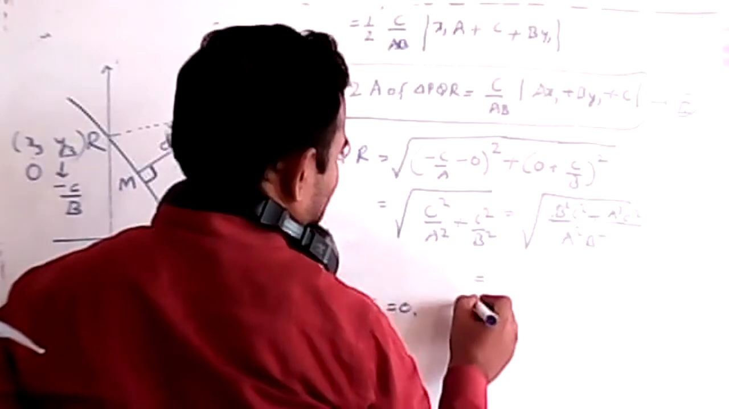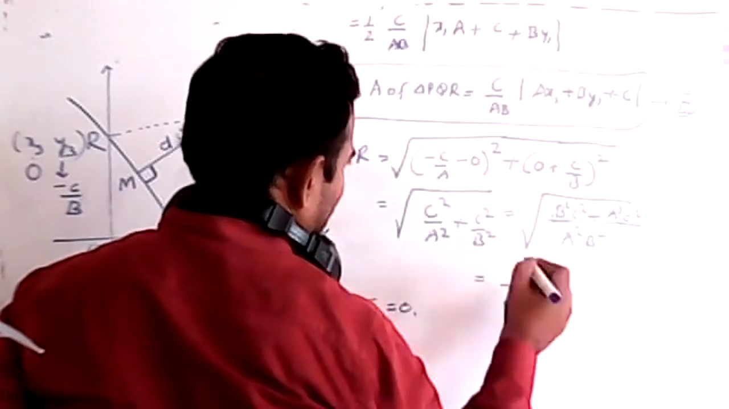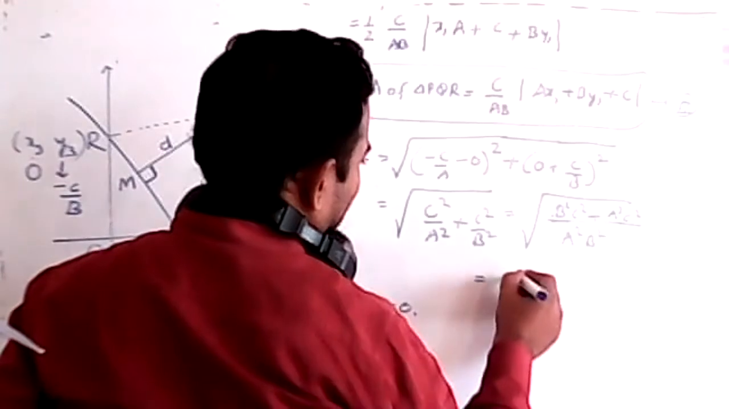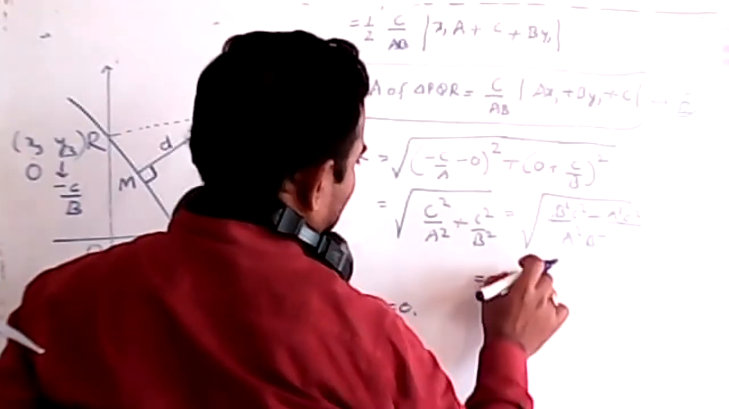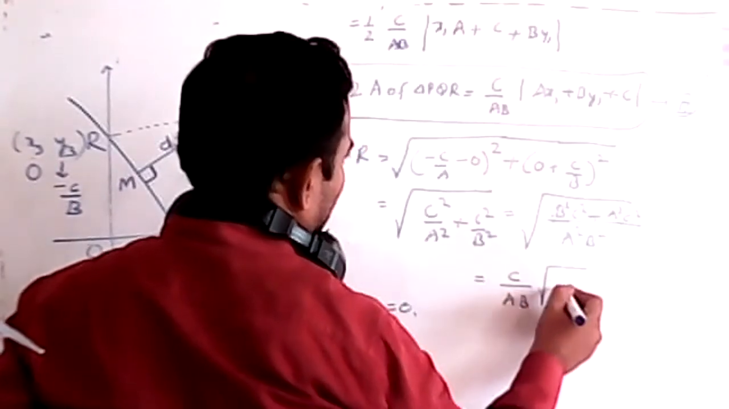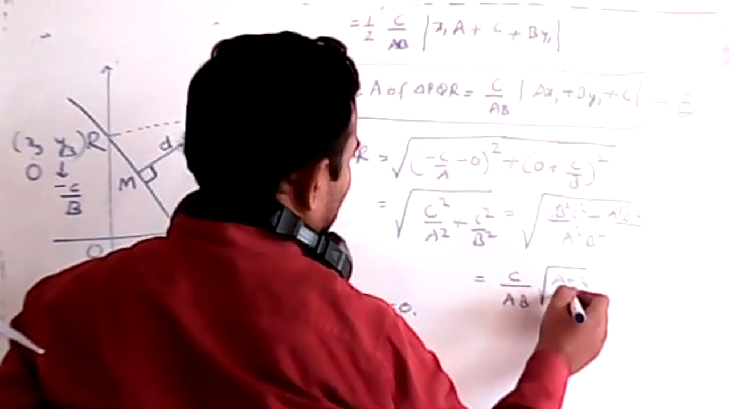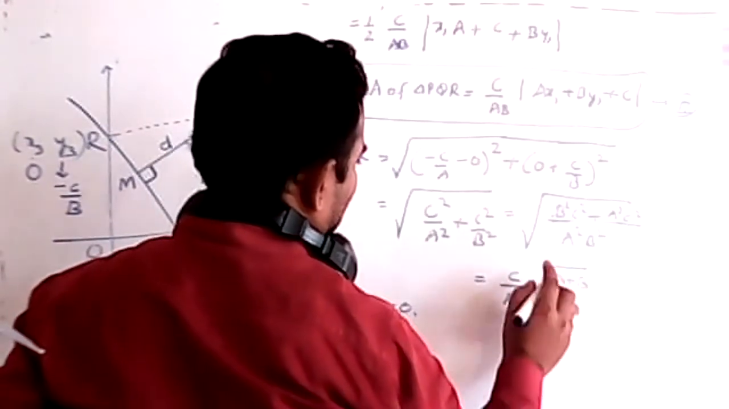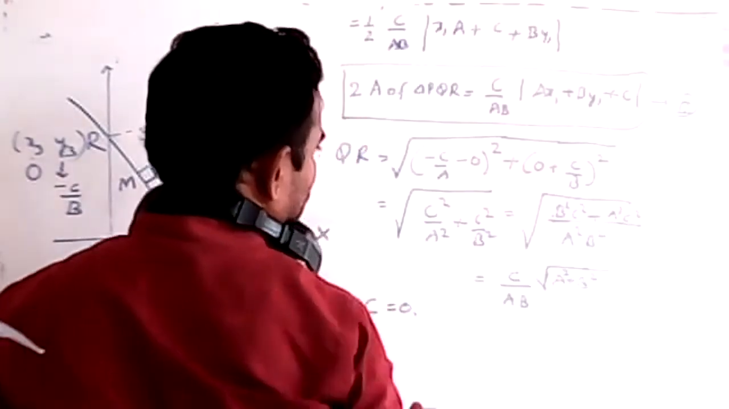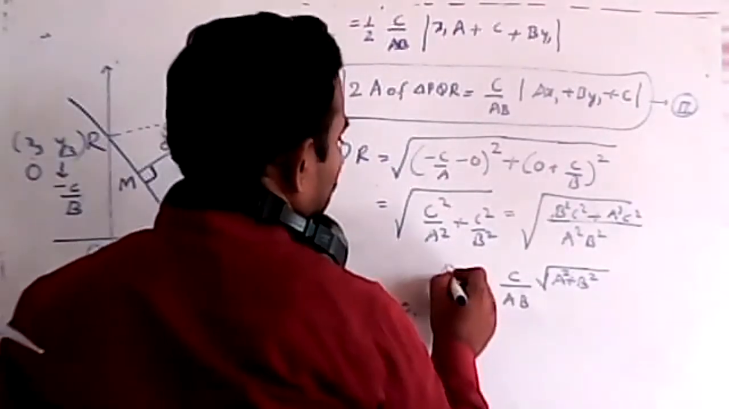You can take something common here. You can take a square, b square common, and after applying root it becomes ab. Here you can take c common, so it is c by ab. C square comes out, applying root, it becomes c. The root of what remains now is a square plus b square, correct? Now this is QR.